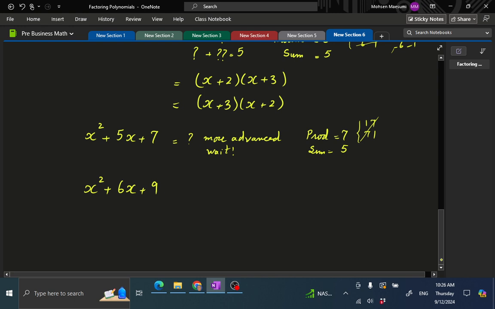So what do I want? I want two numbers such that the product is 9 and the sum is 6. Well, 9 has 1 and 9, 3 and 3, and the other one is the same as this, 9 and 1. And obviously, the one that matches is 3 and 3. That is x plus 3 times x plus 3.